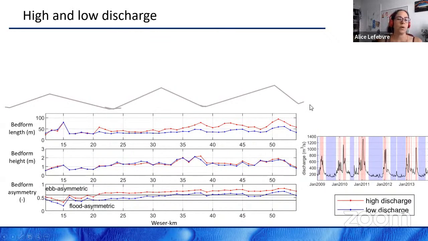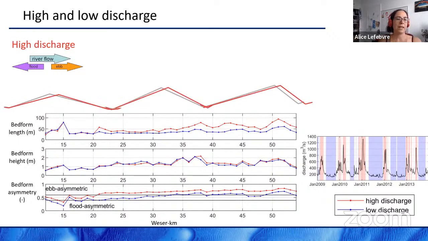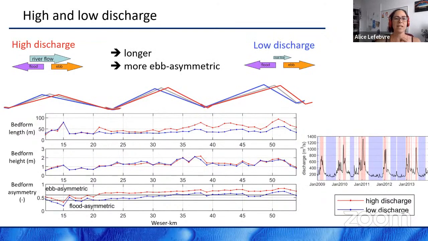In gray now, I show a shape highlighting the mean morphology of the bedforms. And that is how they are in terms of high discharge. So the bedforms are more ebb oriented, and they are also a bit longer, we found, than in times of low discharge, where the bedforms are all a bit more towards the flood. So we have changes in the bedform length and the asymmetry, and not so much with the height of the bedforms, which was again a bit of a surprise. We expected more of a change in the height.